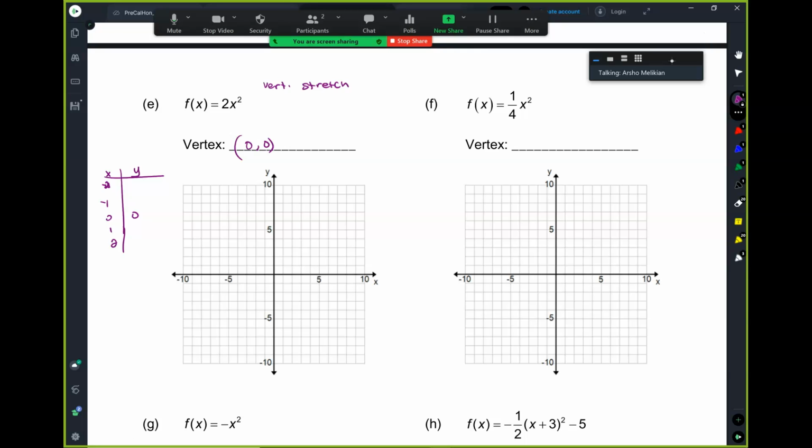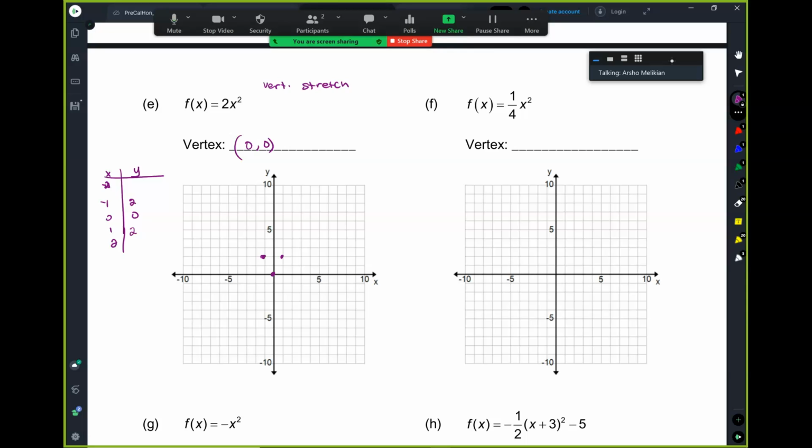If you plug in a -1, what are you going to get? 2. Let's focus on the symmetry. If you plug in a -1, you get 2. This is 0. To the left, you get 2. Now, if you plug in a 1 on the opposite side, you also get a 2. So let's take a look at what happened. We had said if you go over 1, you go up 1 squared. But now it's all multiplied by 2, so instead of going up 1, you go up 1 times 2, 2.